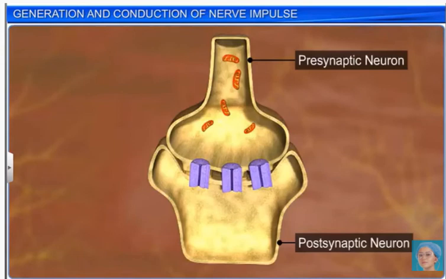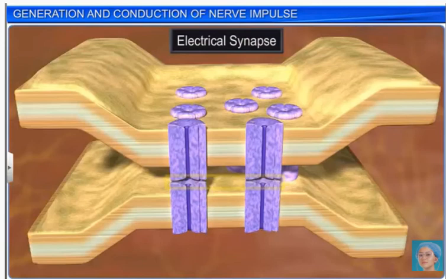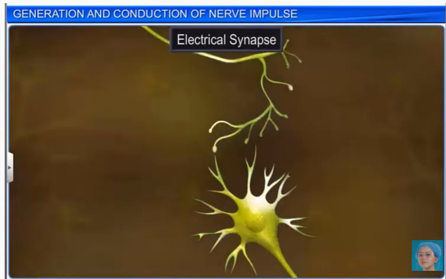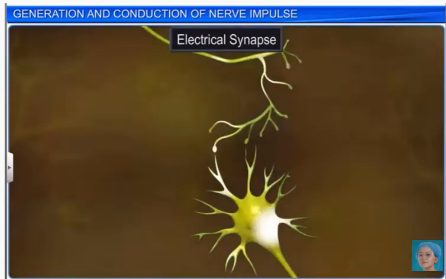The membranes of pre and postsynaptic neurons at electrical synapses are in very close proximity. This allows the direct flow of electric current from one neuron to another. Synaptic vesicles are absent and only a few mitochondria are present. Impulse transmission across an electrical synapse is faster than that across a chemical synapse.